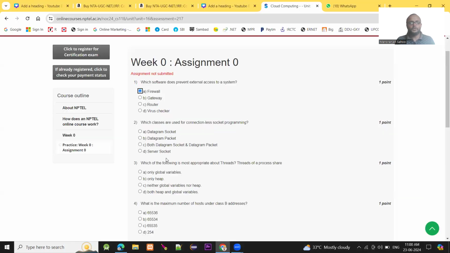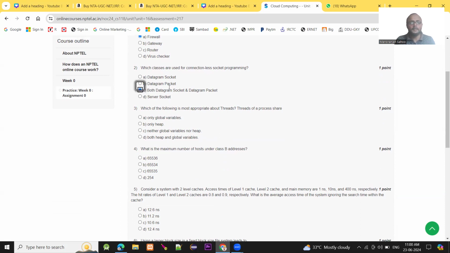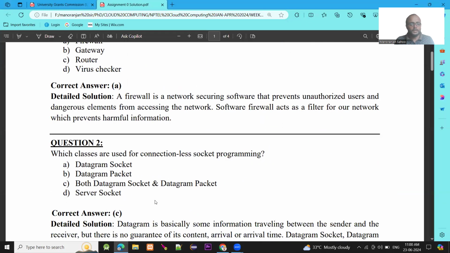So the correct answer is option A. Moving to question number 2, which classes are used for connection-less socket programming? 4 options are given: datagram socket, datagram packet, both datagram socket and datagram packet, and the fourth one is server packet. So the answer will be both, that is datagram socket and datagram packet. We will check the answer here. See, the correct answer is option C, both datagram socket and datagram packet.